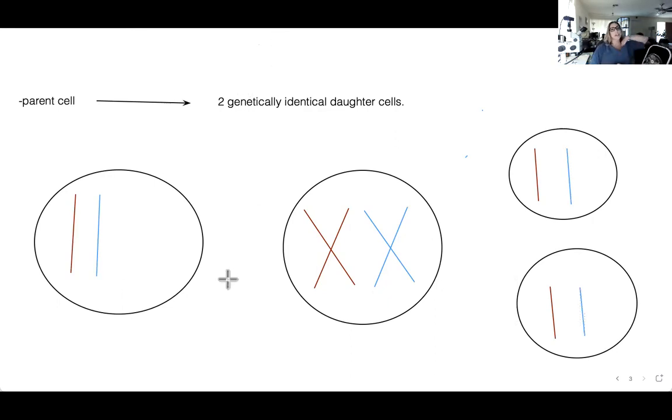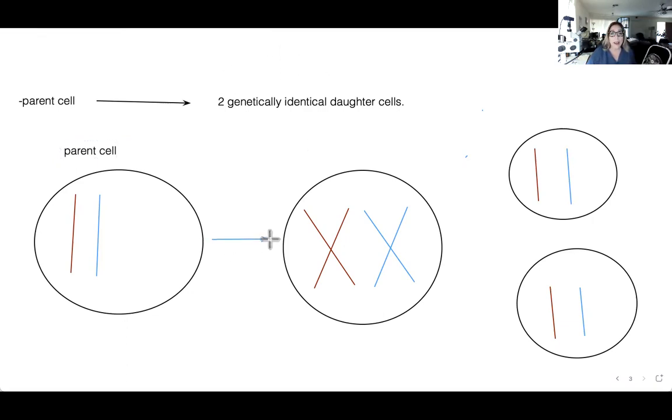Okay, so take a look at the cell to the far left. This is my parent cell, like the original cell that is going to divide. It has homologous chromosomes, no sister chromatids yet. Now, what I drew here would be like chromosome pair number 1. Now, remember, in a human, we have 23 pairs.